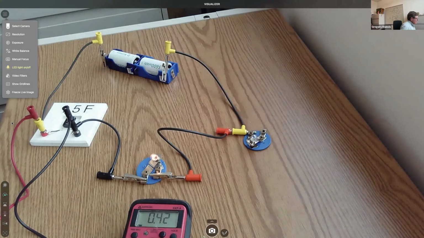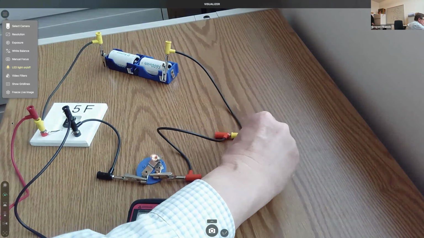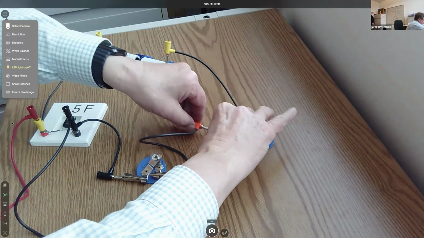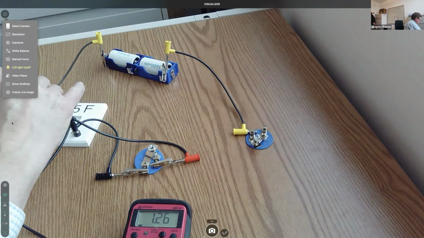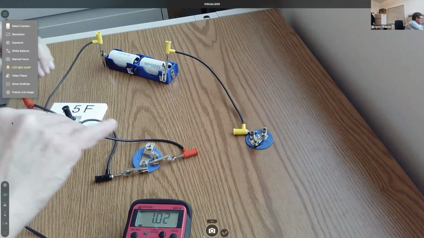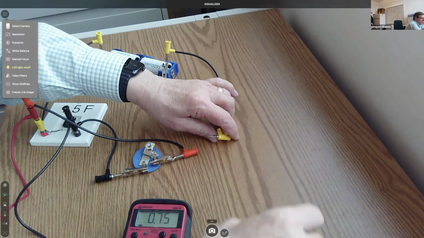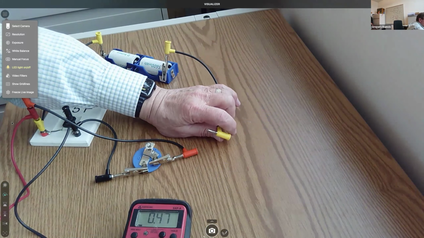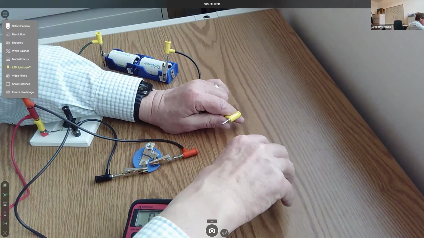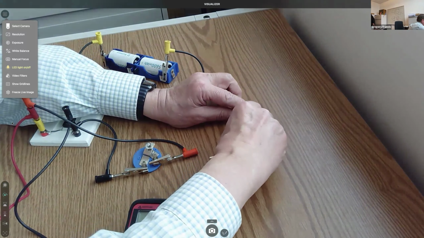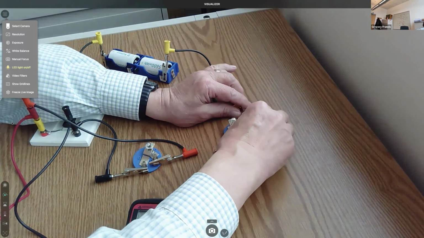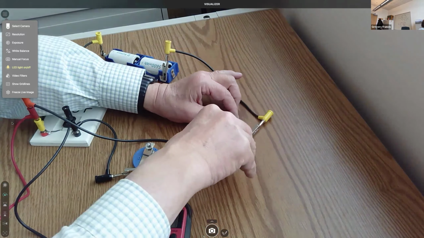And sure enough, whoa, okay. I picked the wrong bulb. That one's burned out. Guess I should have checked that beforehand. Let's try it again with a bulb that is not out.